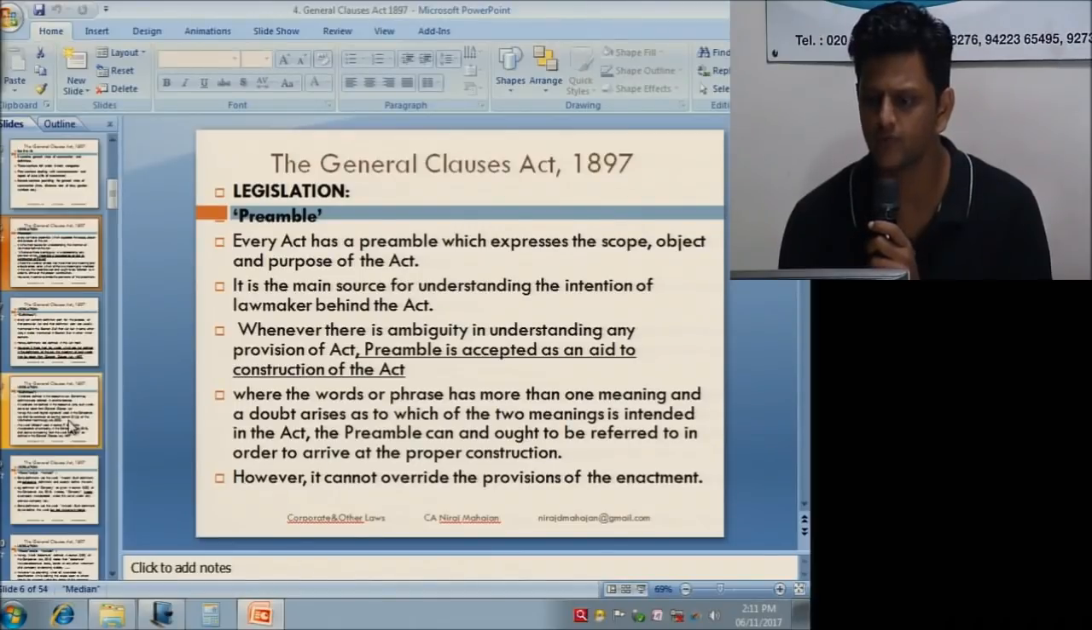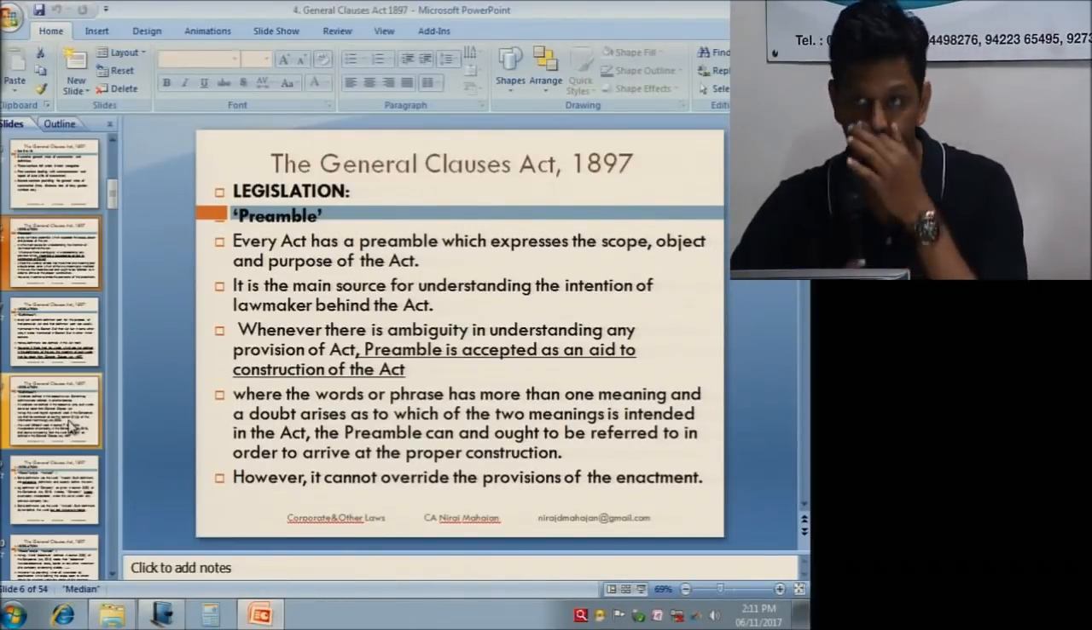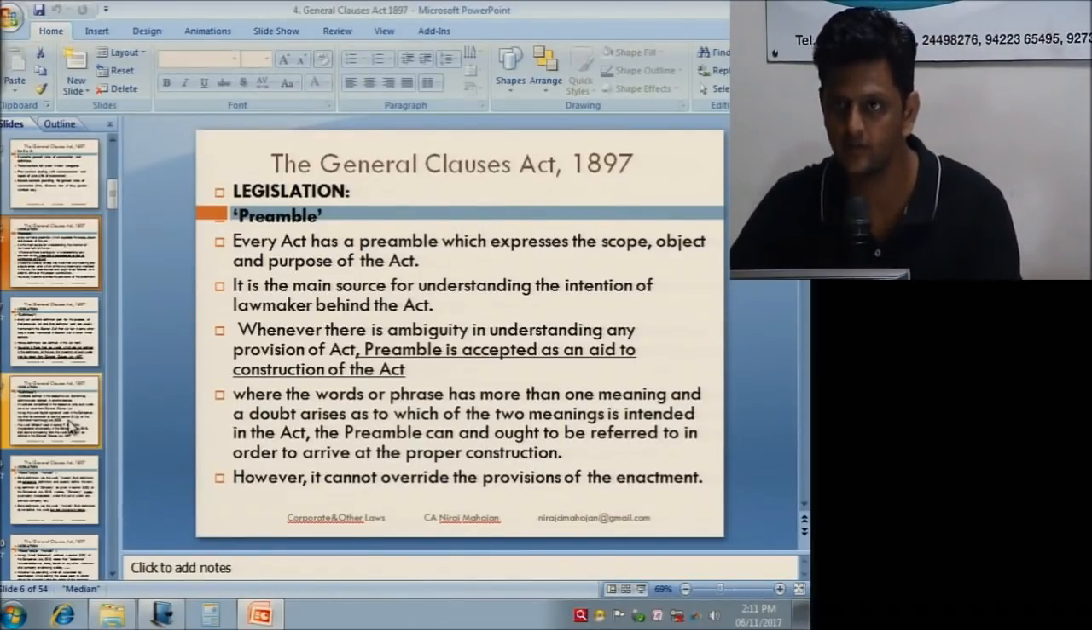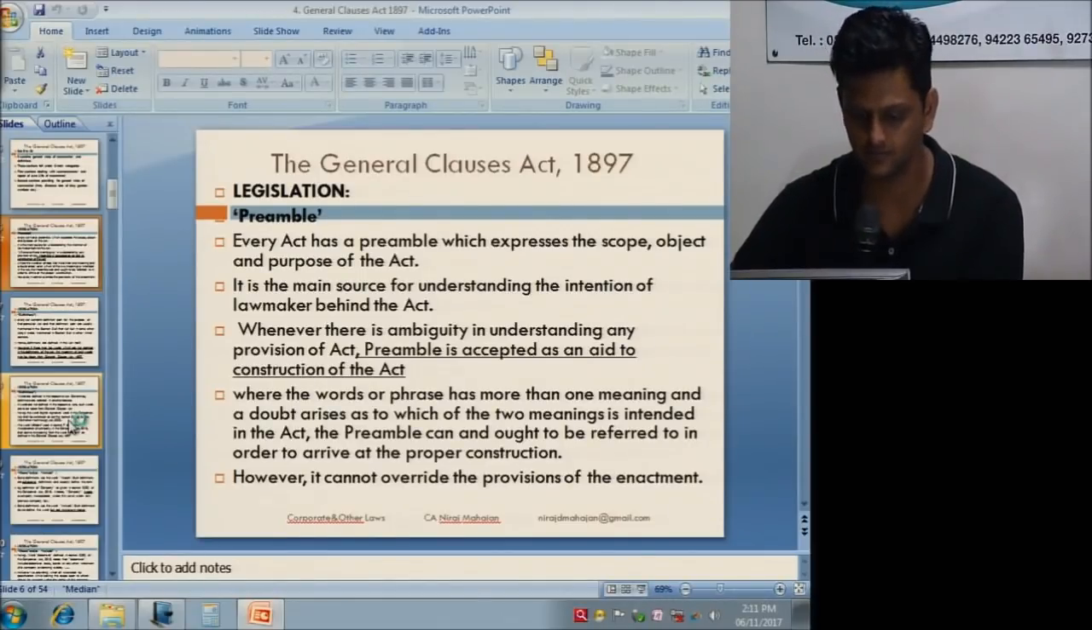Before we proceed, what do you mean by preamble? It is a small short summary of the act, yes? So is the preamble taken help of first of all for understanding a particular act? That means will it help you in interpretation? The preamble helps you. So it is a general guidance summary of the act. So you can take help of that, yes? So it is the main source of understanding the intention of the lawmaker behind the act.